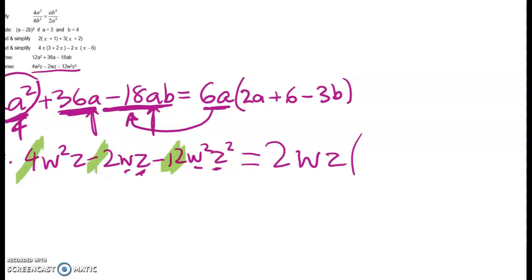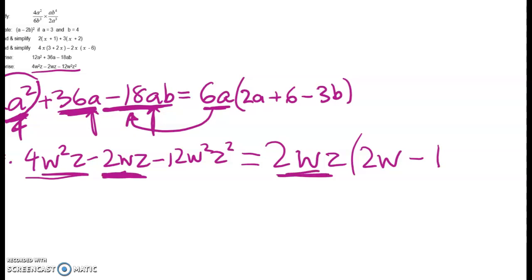What a mess. We'll just take away the green stuff. Right, 2wz times 2w minus 1, right, because I have 2wz is my common factor already. Lastly, I want to have minus 6wz. Okay, so there we go. We can check that back by expanding it and making sure that we get the right thing.